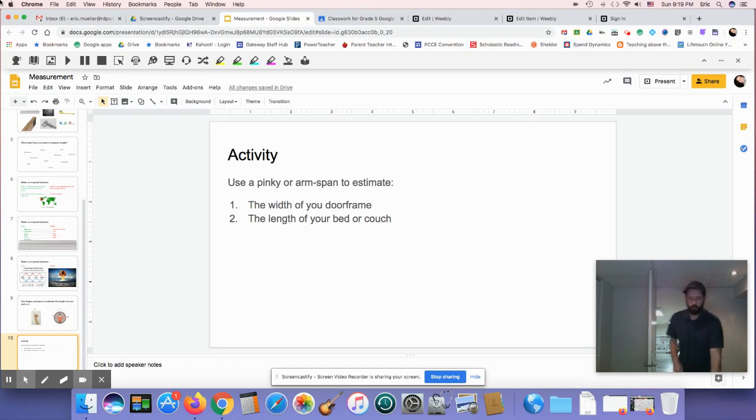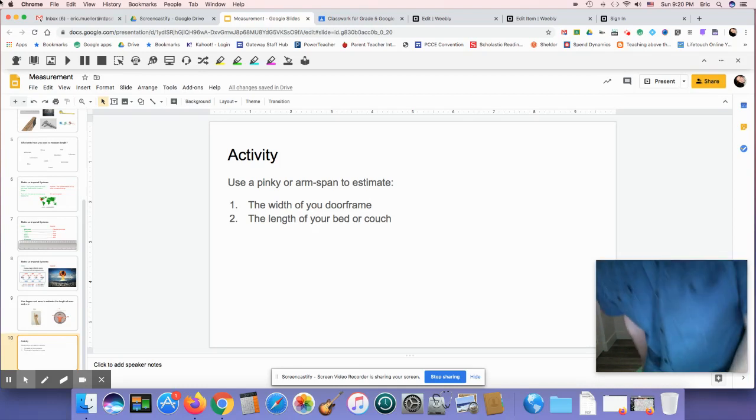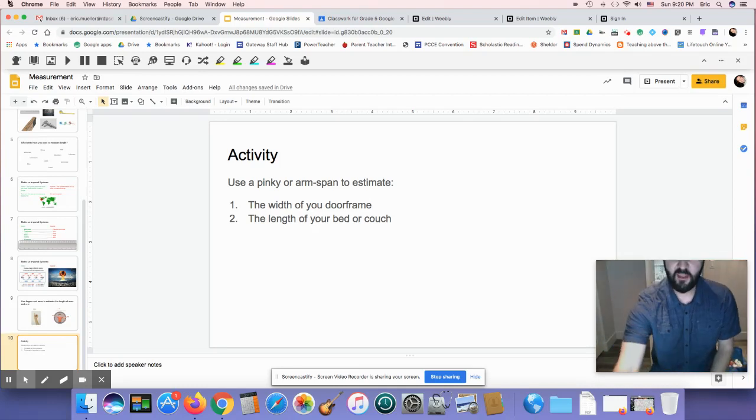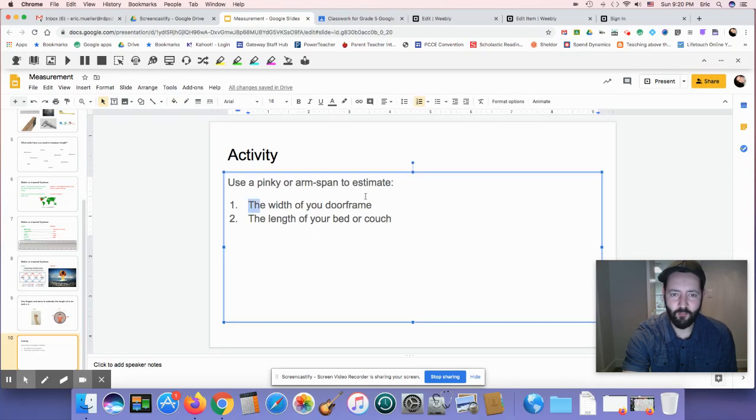Because you probably can't safely reach that high, what I'm going to recommend that you do is go hang out in your door frame, and then you can crouch down and just stack your fingers side by side and see how many finger widths across your door frame is. And then you can send me your answer in an email, or you can comment on this assignment as well. That would be acceptable. So that's part 1 of your assignment, is just to measure the width of your door frame or estimate it using your pinky.